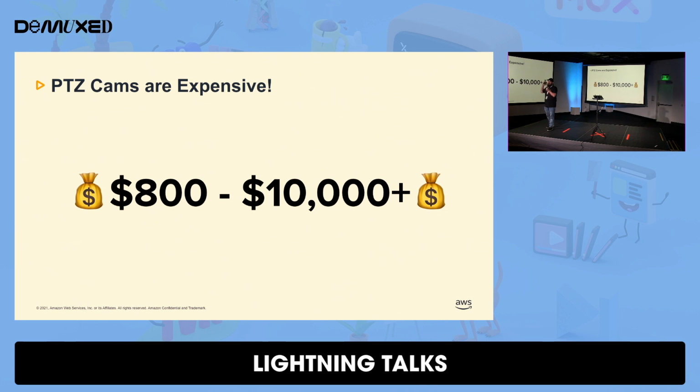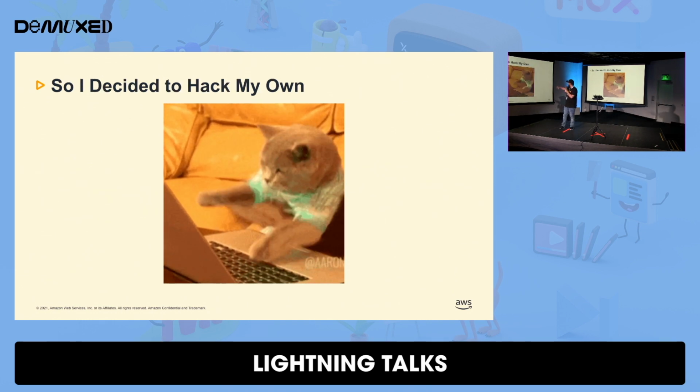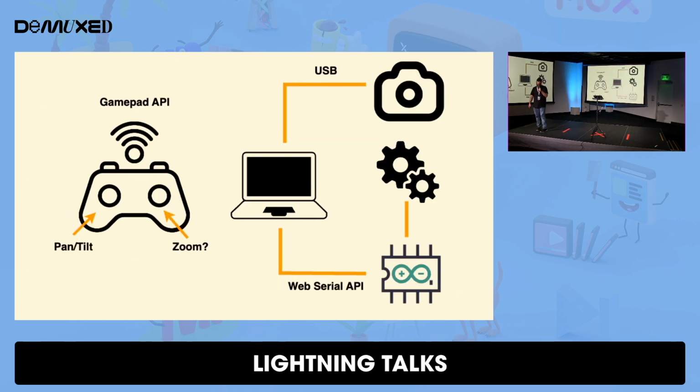So PTZ cameras, pan, tilt, zoom, they're not cheap, right? I mean, they're seriously not cheap. There's some that are on the lower end, but they can get really, really expensive. So I thought, why don't I just build my own, right? So I went ahead and I built it.